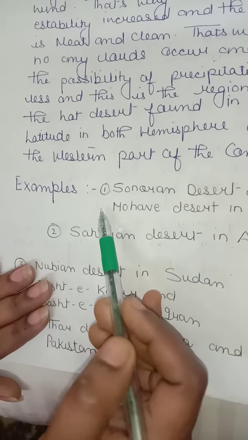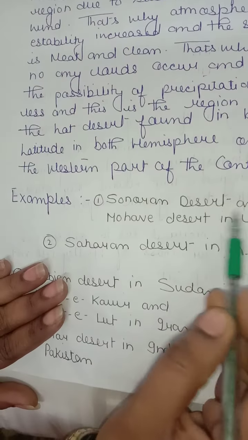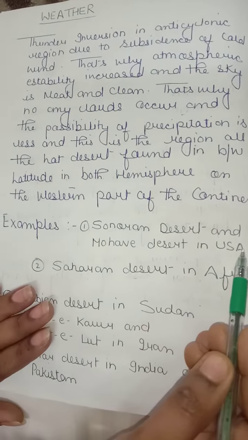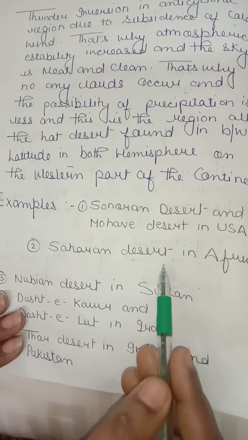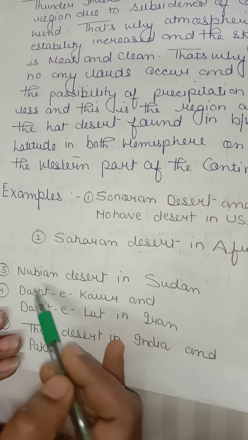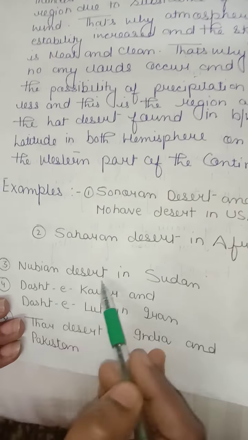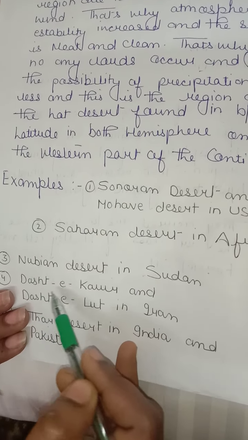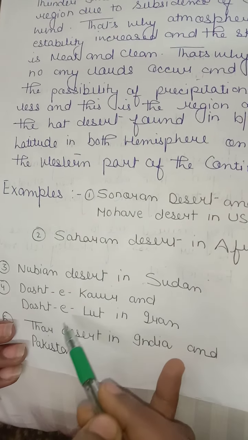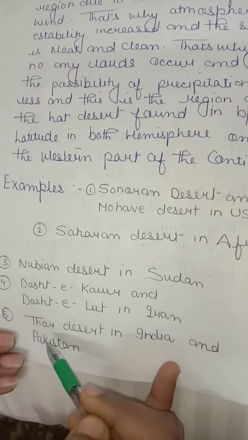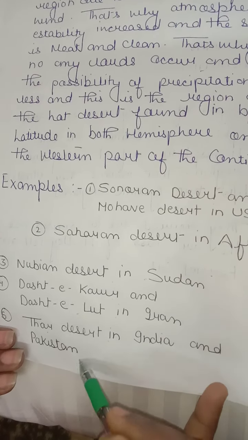Okay, here are some examples. Sonoran Desert and the Mojave Desert in USA. Second point, Saharan Desert in Africa. Third one, Nubian Desert in Sudan. Fourth, Dasht-e Kavir and Dasht-e Lut in Iran. Fifth one, Thar Desert in India and Pakistan.